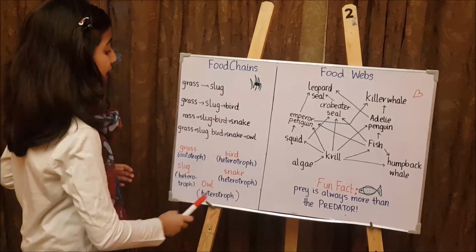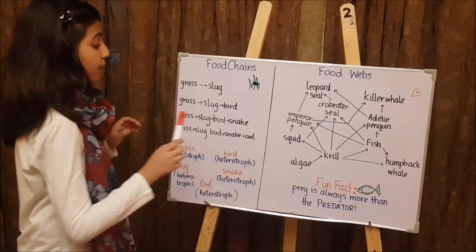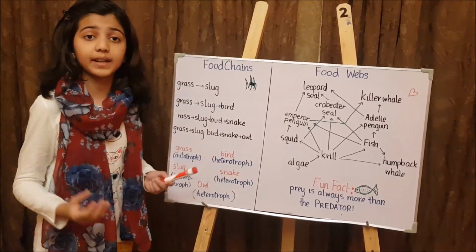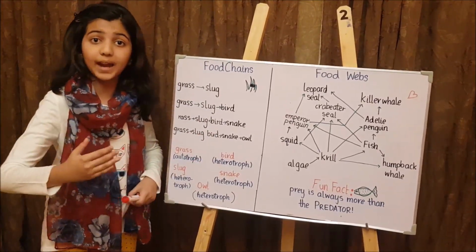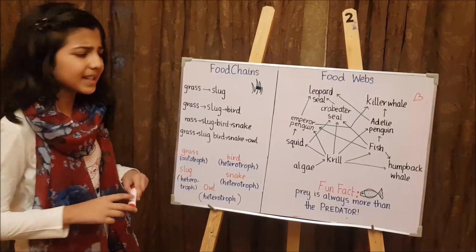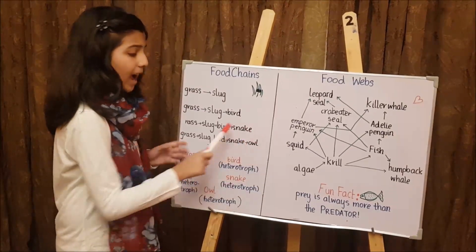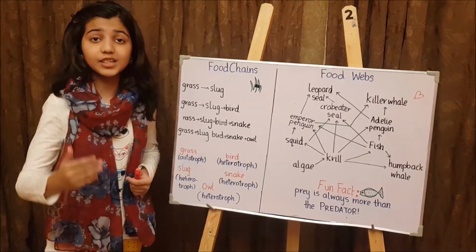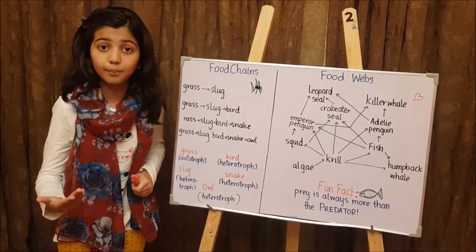In the last food chain, we have the owl. Now, the owl is an apex predator. An apex predator is an animal which is not eaten by anyone else. That doesn't mean that it doesn't die. When the owl dies, it is decomposed by the bacteria and fungi in the soil, also called decomposers.